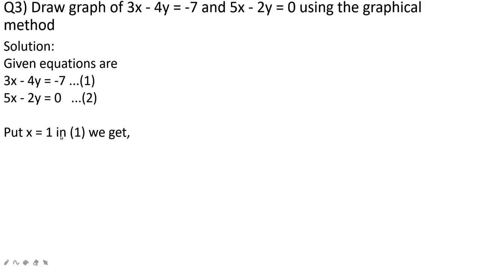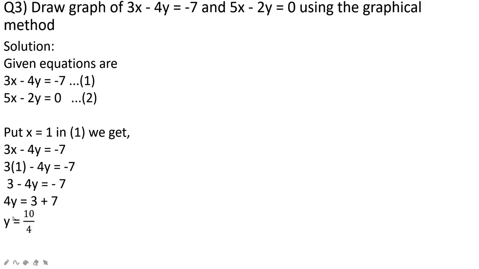So first we will put our x as 1. So we get 3 into 1 minus 4y is equals to minus 7. So we get 3 minus 4y is equals to minus 7. So we get 4y as 10. So we get y as 10 by 4. So our y is 2.5 and our x comma y is 1 comma 2.5. So here we have to take the fraction because whatever number you put, most of the time you will get fractions only.